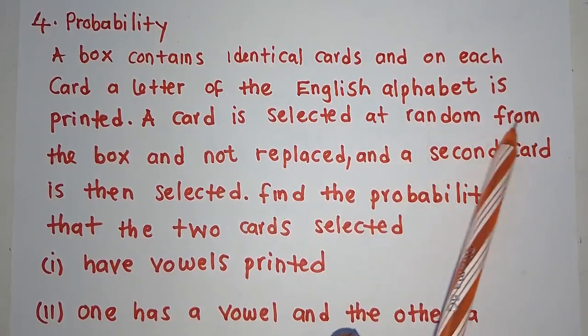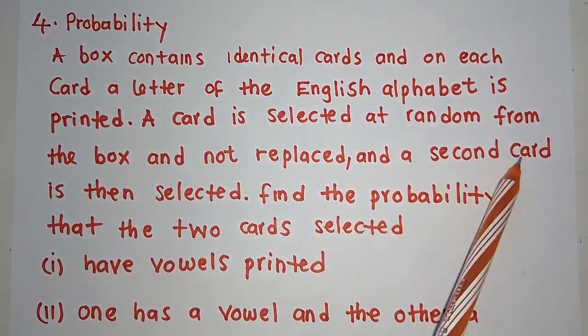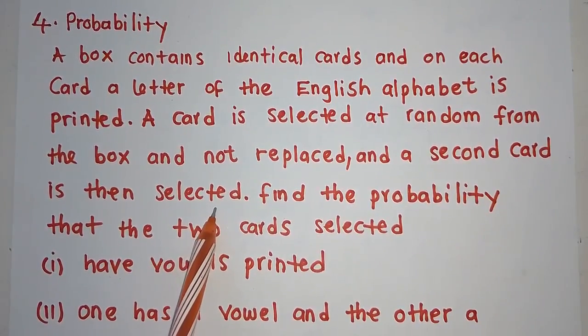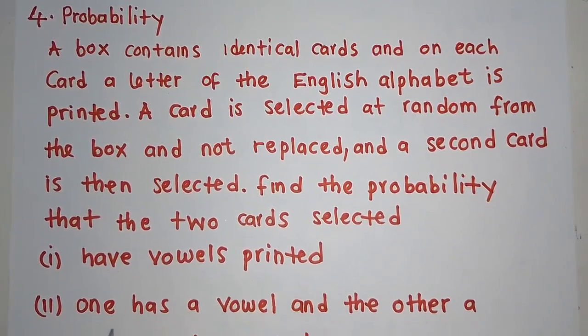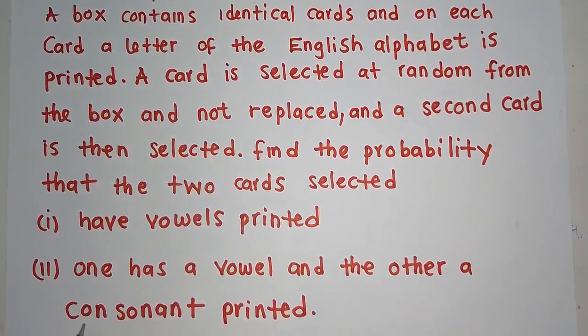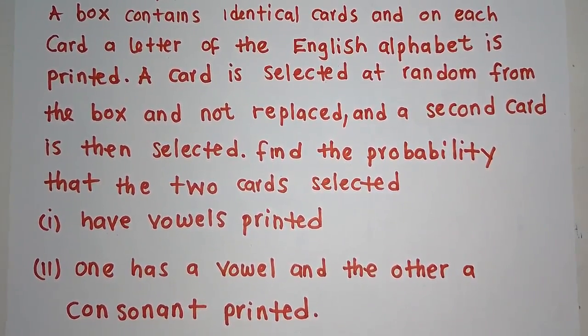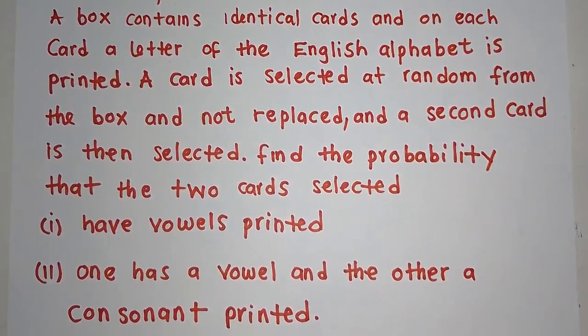At random from the box and not replaced. And a second card is then selected. Find the probability that the two cards selected have vowels printed, or one has a vowel and the other a consonant printed. This is the question. How can you go about this question? How can you answer it? I'm going to show you the easiest way on how you can answer this question.